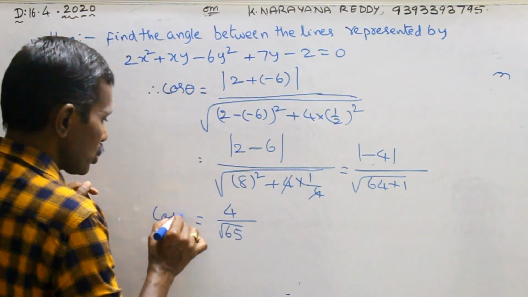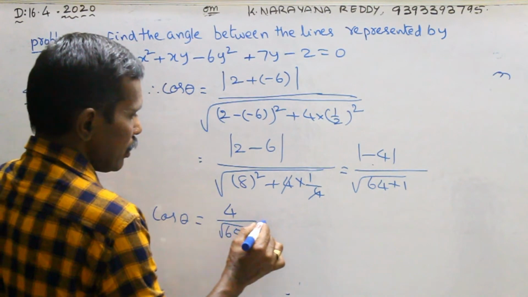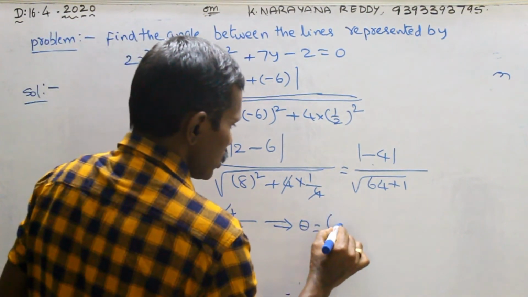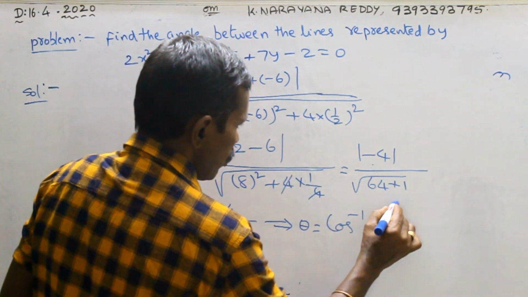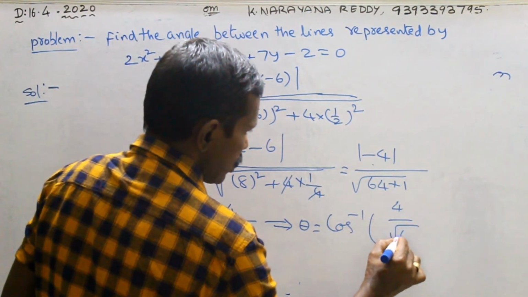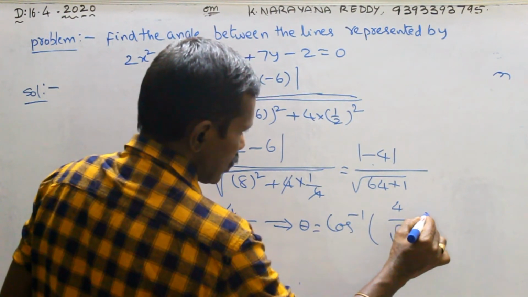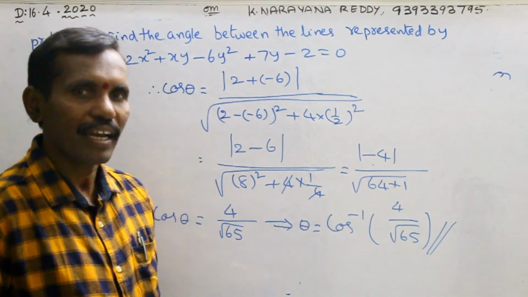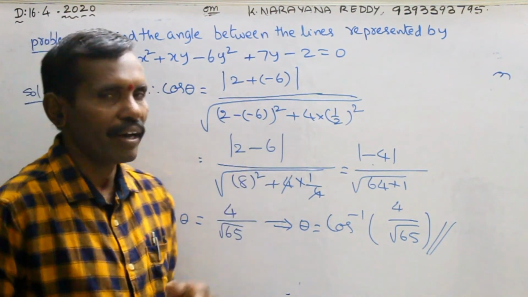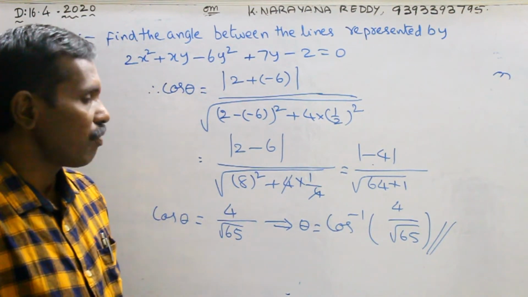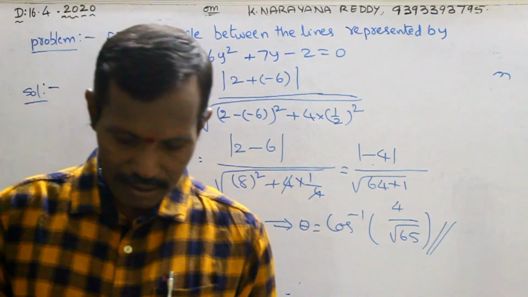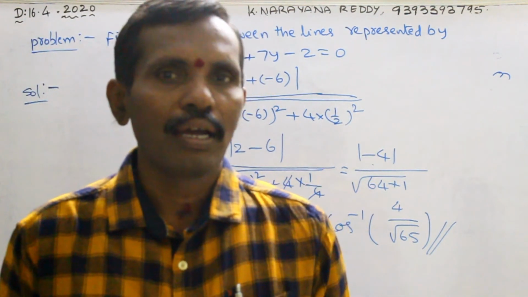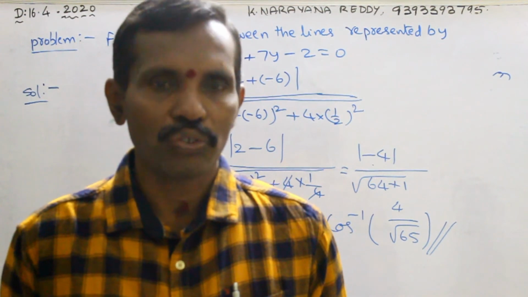That is cos theta. That implies theta equals to cos inverse of 4 by root 65. This is the required angle between the pair of lines. In this way you can find the angle between a pair of lines. Here the formula is cos theta equals to mod of a plus b by root of a minus b whole square plus 4h square.